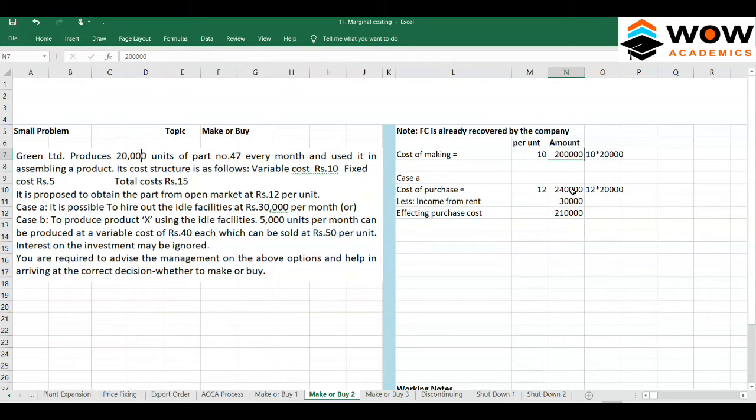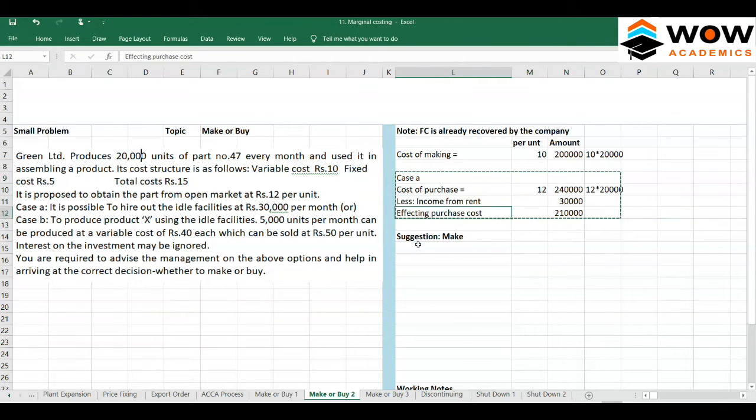So still it seems to be costly, even though you can buy at 12 and you will get an additional rent of 30,000. Still it seems to be costly. So our suggestion would be to make.